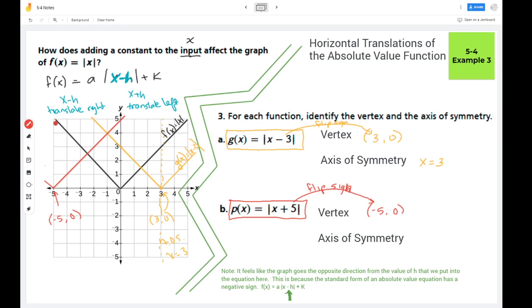And my axis of symmetry is also going to scoot over because we moved to the left. And so that axis of symmetry is at x equals -5. All right, so notice that the axis of symmetry is always x equals the x value of our vertex. So there we have it. That is our horizontal translation of the absolute value function. Until next time.